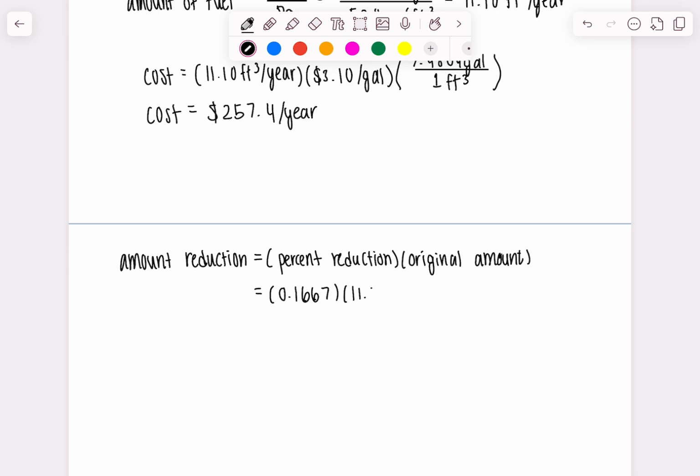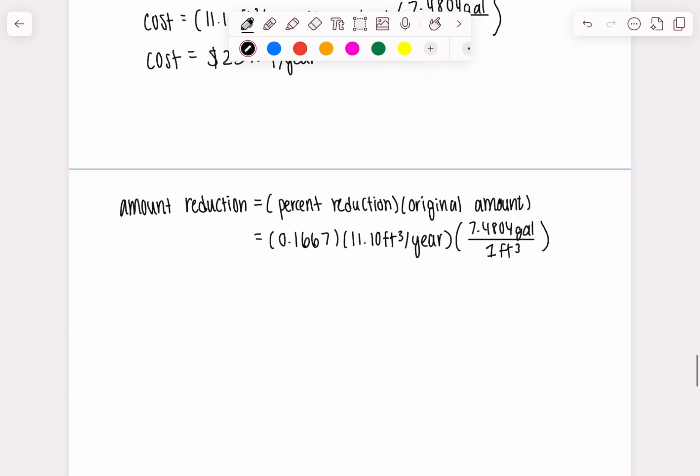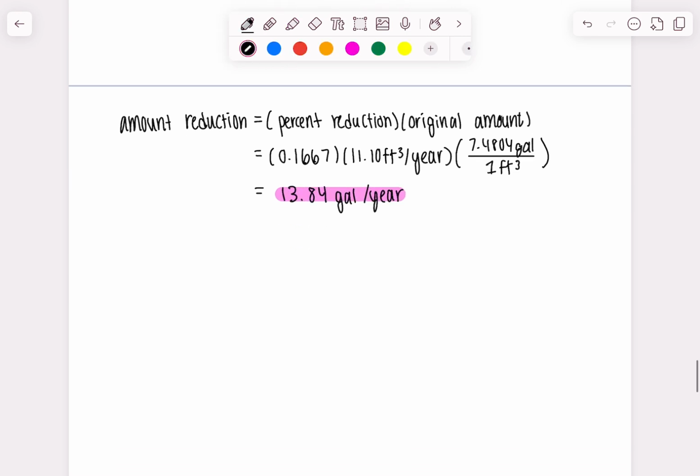times 11.10 feet cubed per year times 7.4804 gallons, and that's per every 1 foot cubed. Okay, and that's going to give us 13.84 gallons per year. So that is how many gallons we are saving per year just by reducing the area.